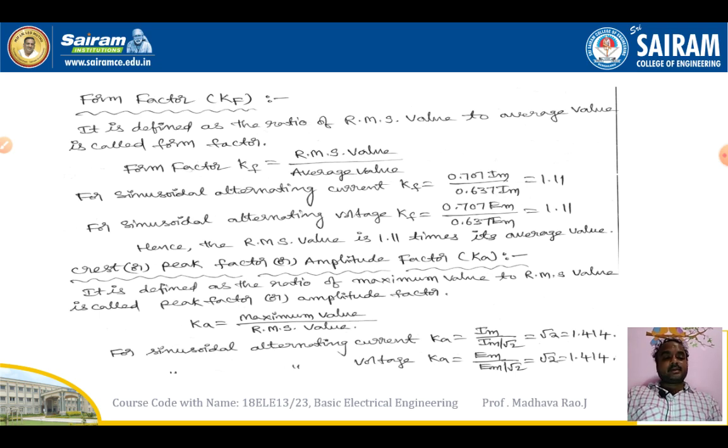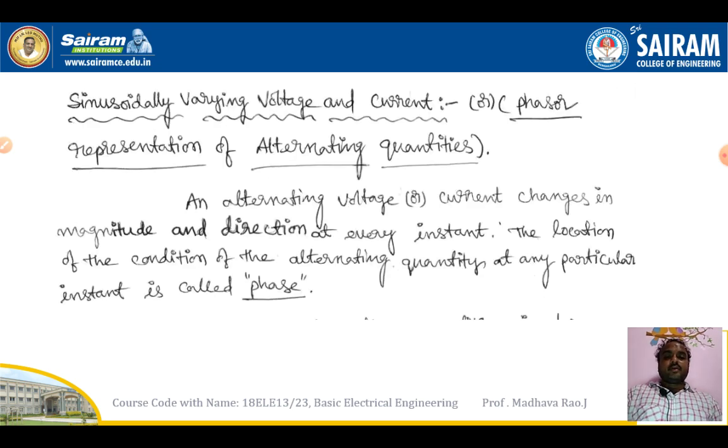Next we will see the phasor representation of sinusoidally varying voltage and current, that is, alternating quantities. Here we are considering alternating voltage or current waveforms. An alternating voltage or current changes in magnitude and direction at every instant. The location or condition of the alternating quantity at any particular instant is called phase.